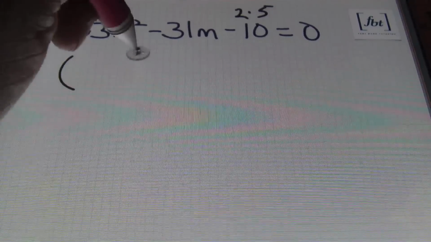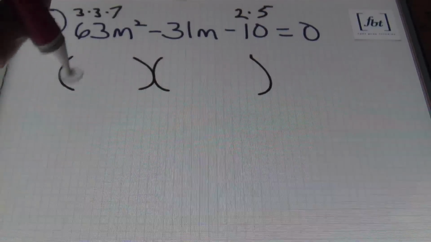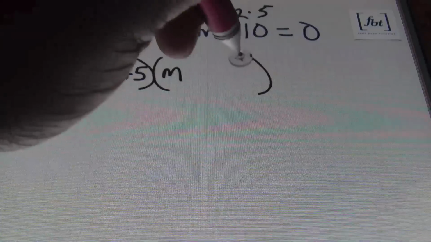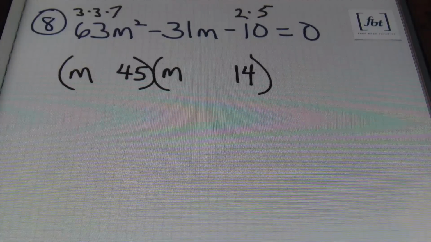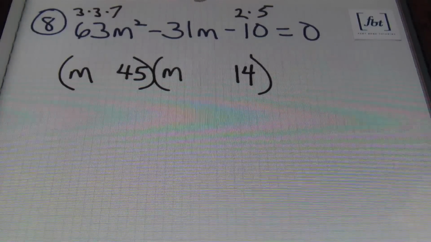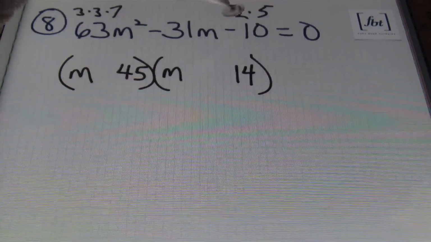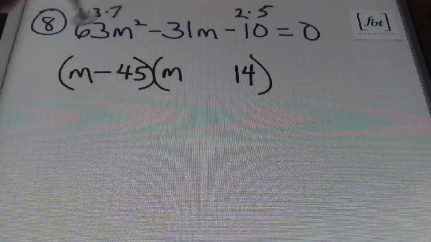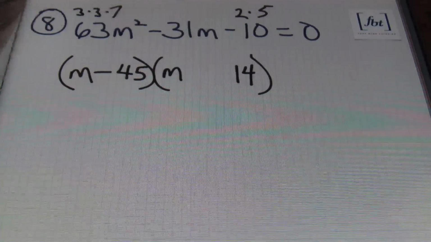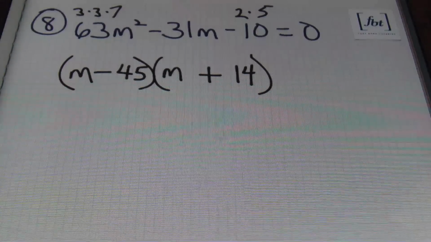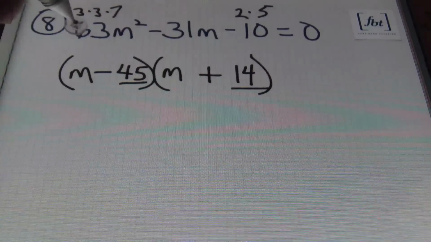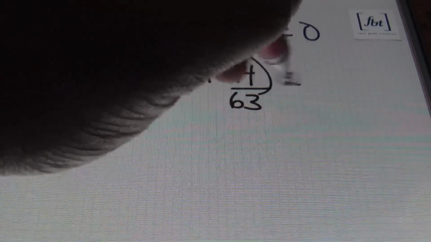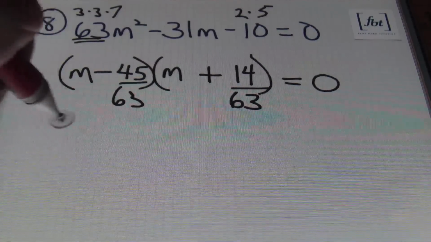So I'm going to open up two sets of parentheses. I know I need my variable m, and I'll be using 45 and 14. So remember, I got these two factors using the prime numbers of the original first coefficient and the last coefficient. I know that the 45 needs to be negative. The sign of the middle term is always the sign of your largest factor. And because I'm subtracting, the 14 needs to be positive. And I'll be dividing both of these numbers by that leading coefficient, which is 63. Yep. Remember, all of this is still set equal to 0.